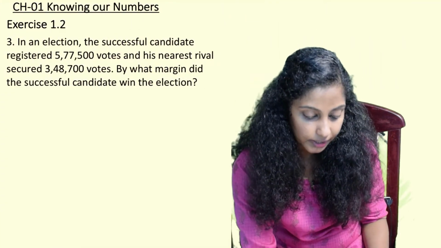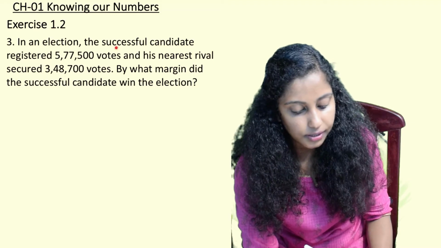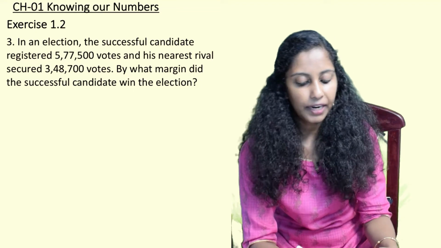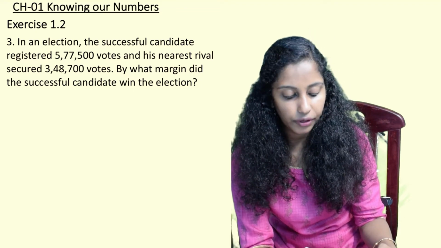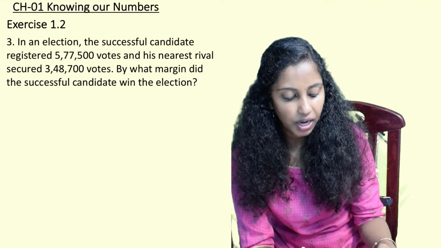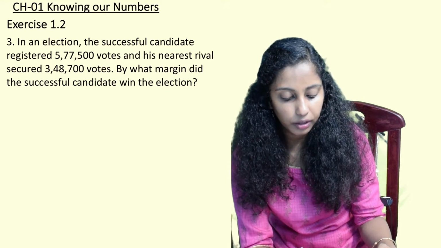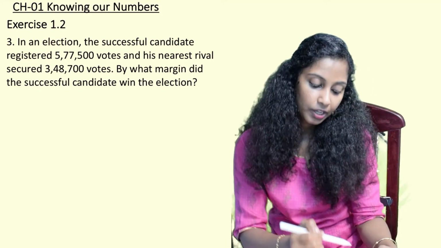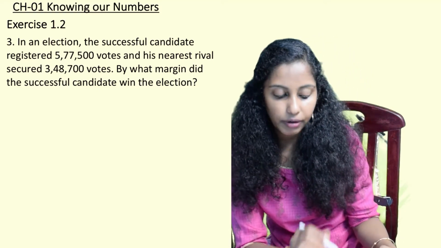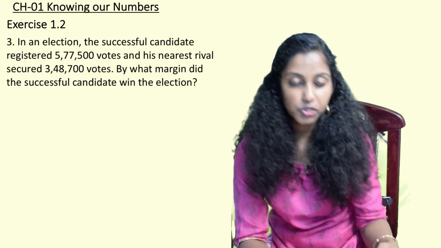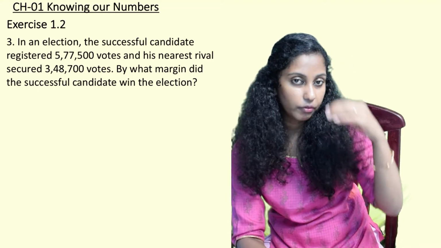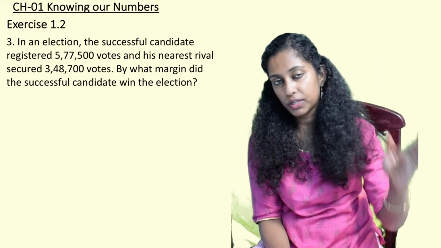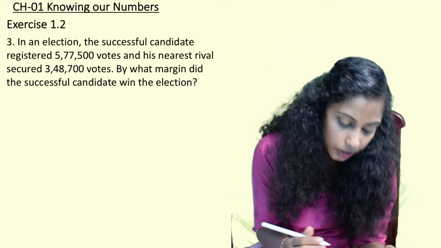Now we go to the next sum, number 3. In an election, the successful candidate registered 5,77,500 votes and his nearest rival secured 3,48,700 votes. By what margin did the successful candidate win the election? Okay, so here the successful one is the one who won, and the other one was the competitor or rival. So by what margin means what was the difference by which the winner won and the other one lost. So here again we have to do subtraction. In subtraction always we write the bigger number on top and smaller number at the bottom level.